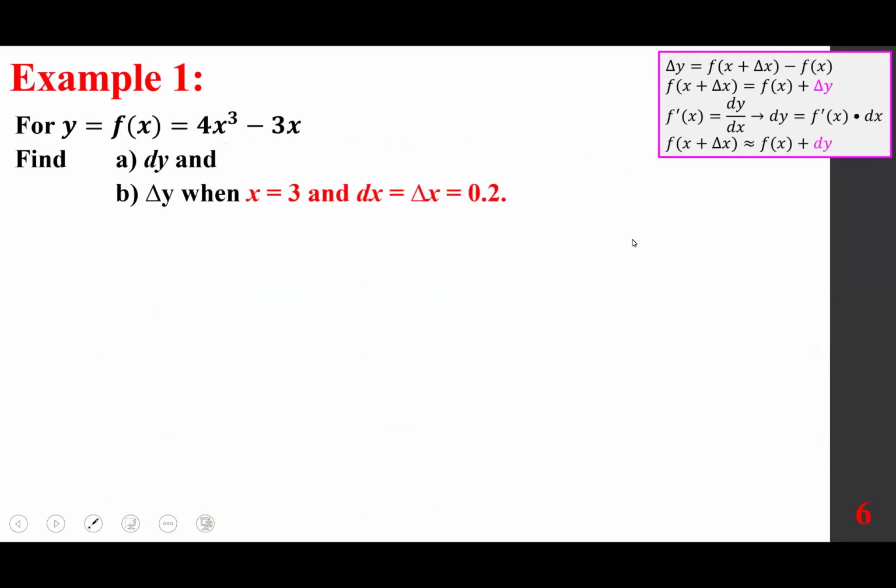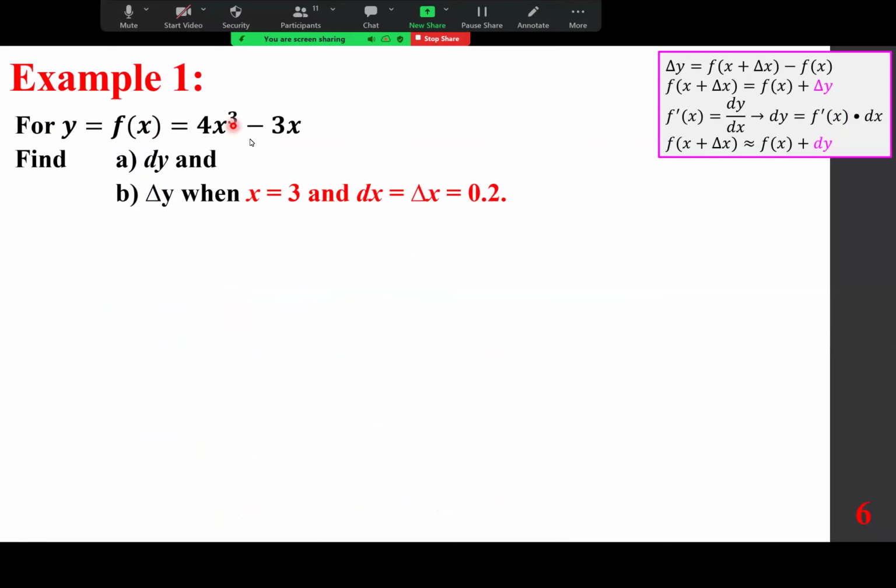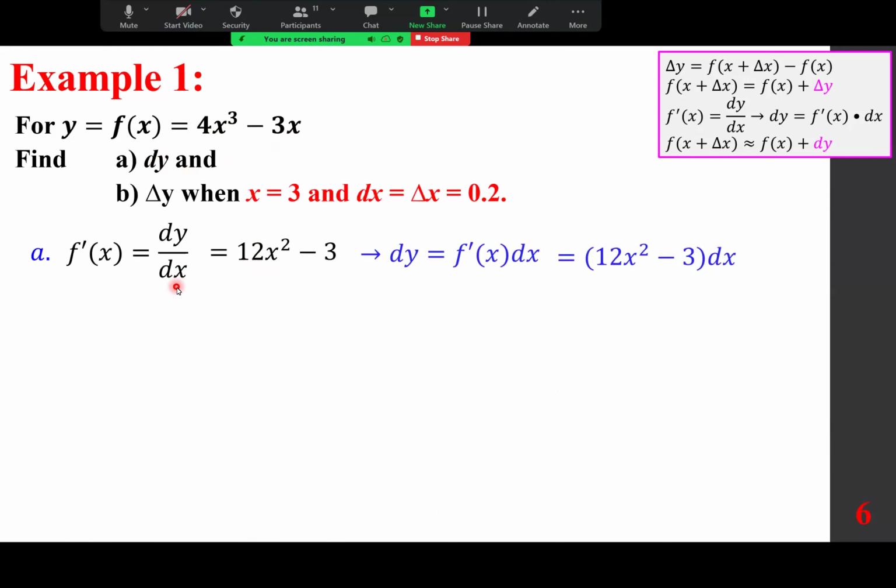So let's look at a simple example. y, or f of x, is 4x cubed minus 3x. We want to find dy. So part A, simply put, differentiate, which is dy dx. And that means 12x squared minus 3. How do you find dy? Same thing, times dx. Very simple, everybody.